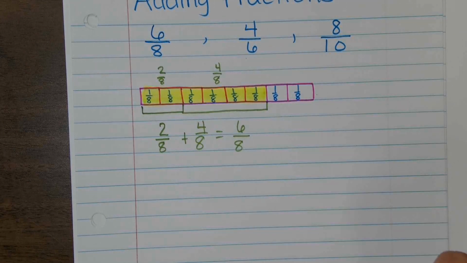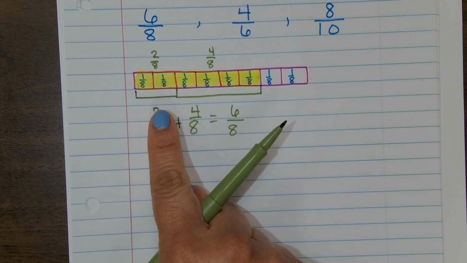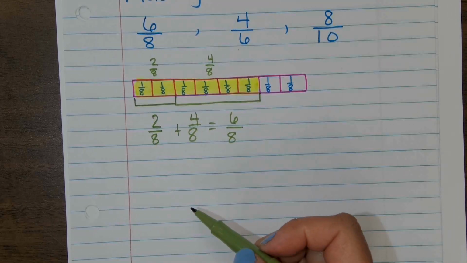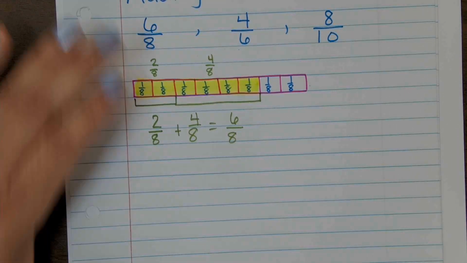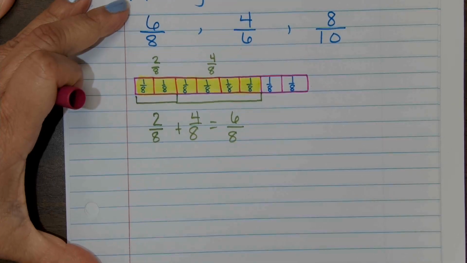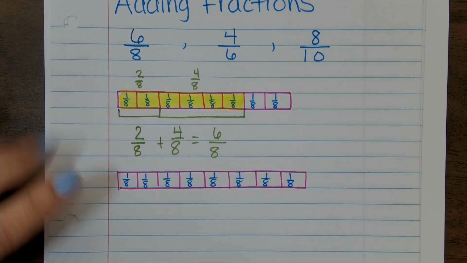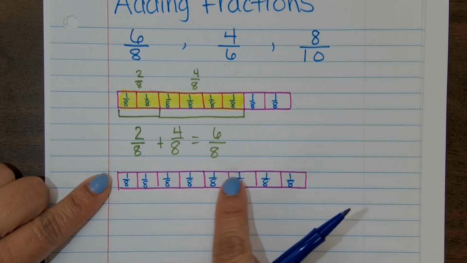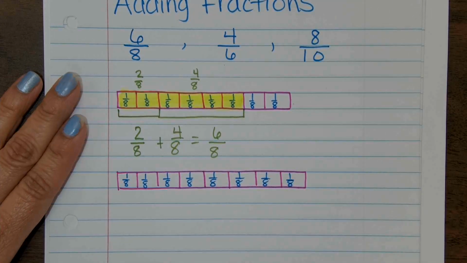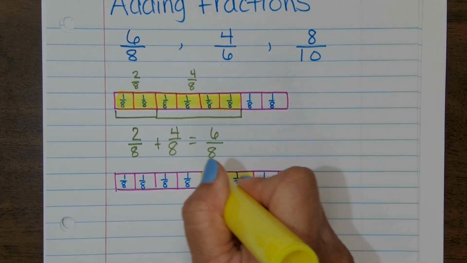Okay, so let's do another model to represent 6/8. We can do the same fraction bar, so I'm going to draw another fraction bar. Here is my fraction bar with eighths: 1, 2, 3, 4, 5, 6, 7, 8. I'm going to shade in. We're still solving for 6/8, so I'm going to shade in up to here.